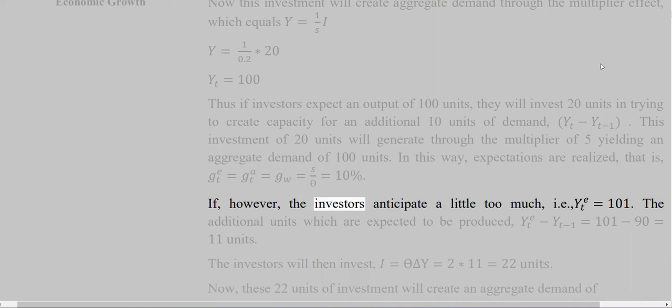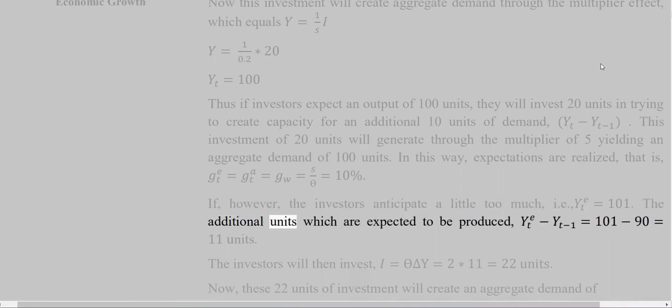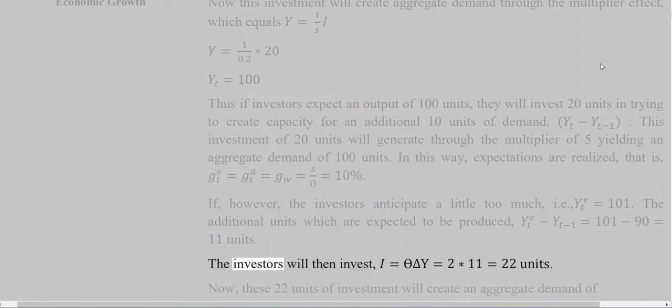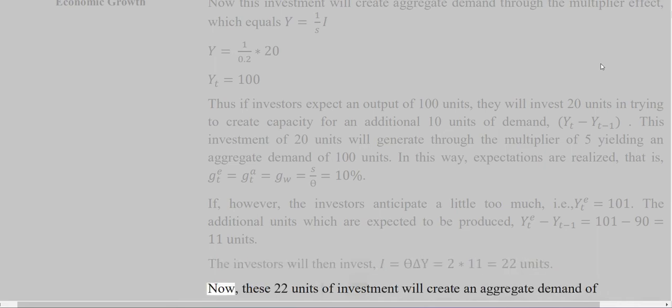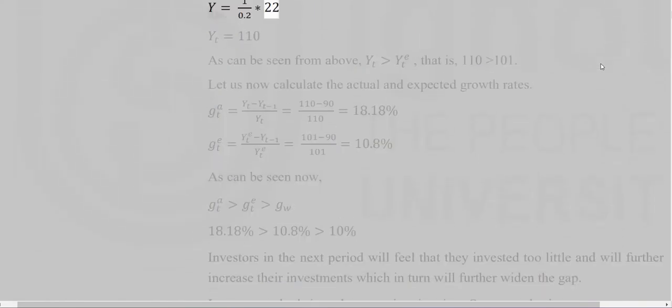If, however, the investors anticipate a little too much, i.e., the expected output equals 101, the additional units which are expected to be produced are 101 minus 90, equal to 11 units. The investors will then invest the capital output ratio times increment in y, which is 2 times 11, equal to 22 units. Now, these 22 units of investment will create an aggregate demand of 5 times 22, equal to 110. As can be seen from above, 110 is greater than 101.